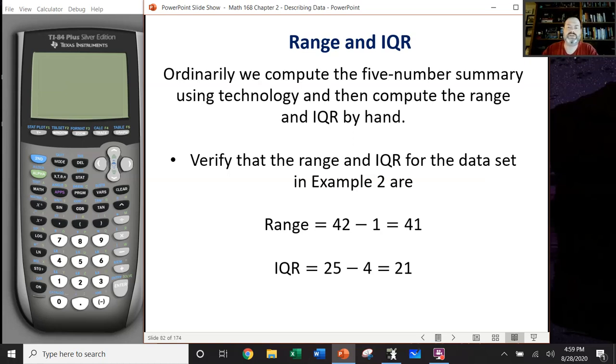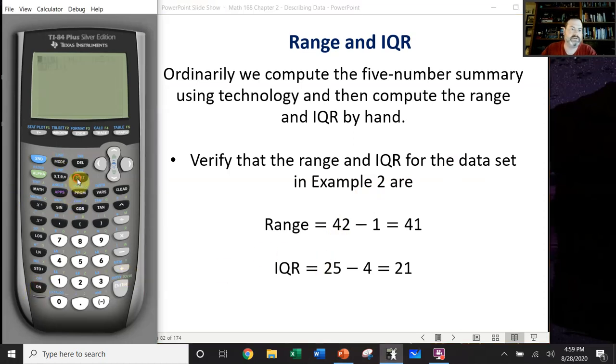So verify that the range and IQR for the dataset in example 2 are these two numbers, right? This thing keeps turning itself off, but let me put them back up here again. Right, so the range is the largest number minus the smallest. So 42 minus 1 is 41. And the IQR is Q3 minus Q1. So Q3, Q1, 25 minus 4 is 21.